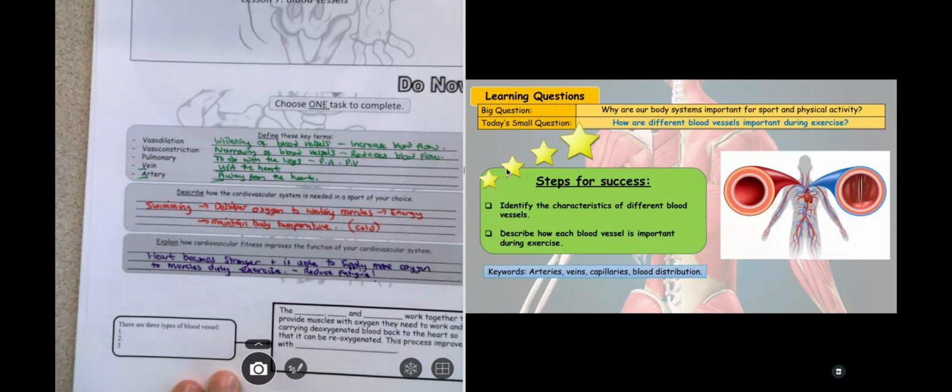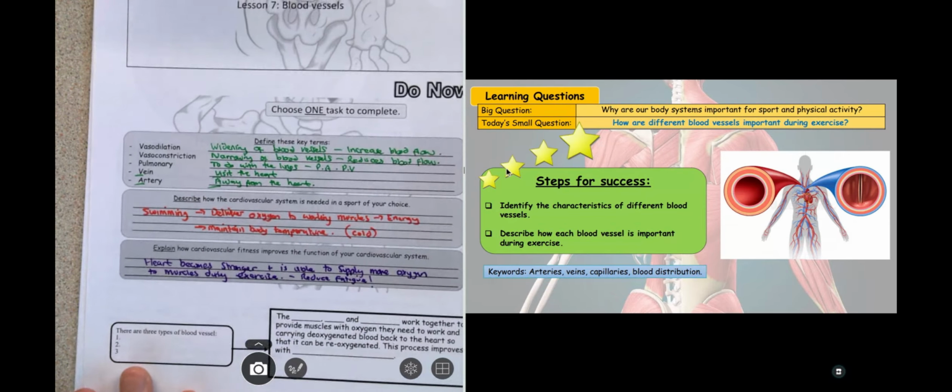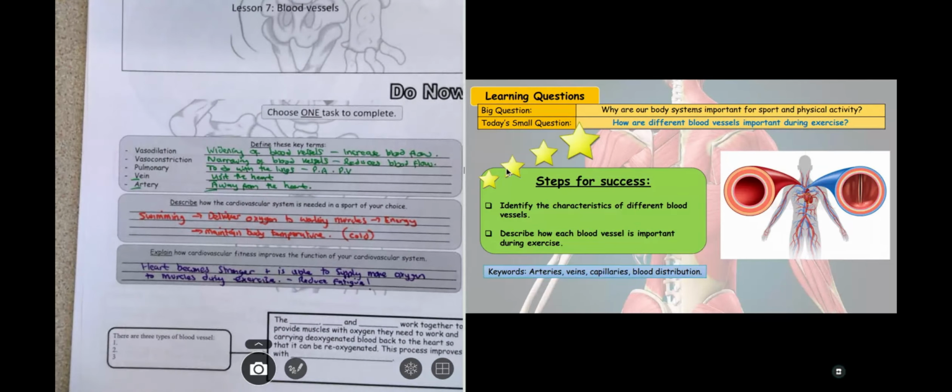So our lesson today is just to look at how different blood vessels are important during exercise. So I'm just going to go into some of those in a little bit more detail and identify some key characteristics for each of those blood vessels.